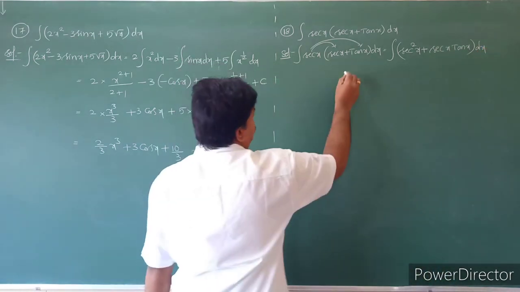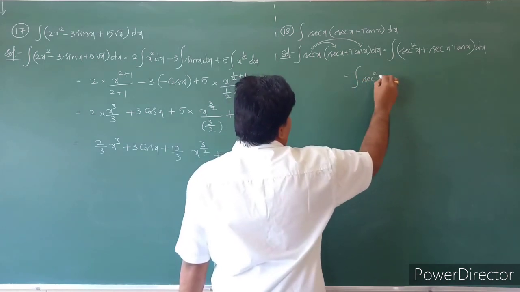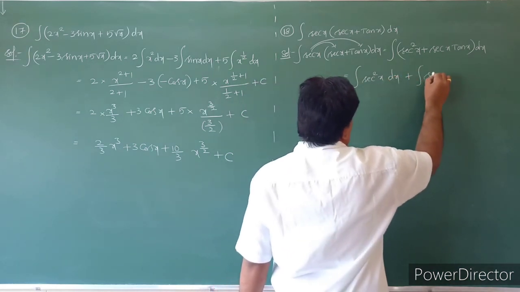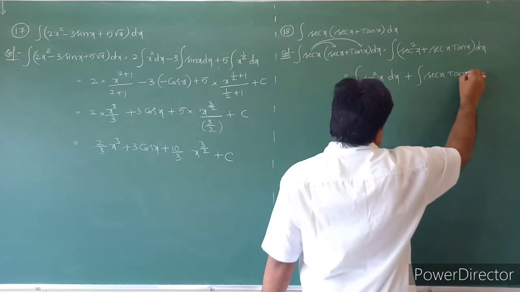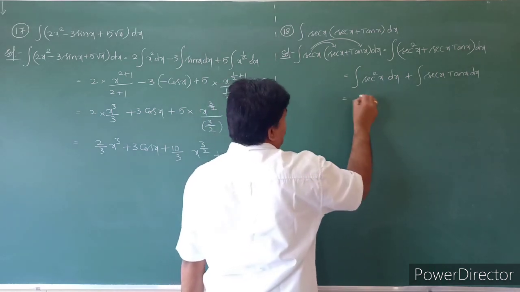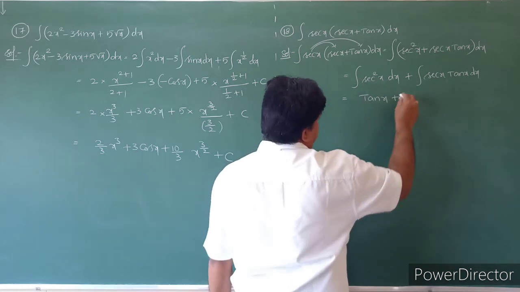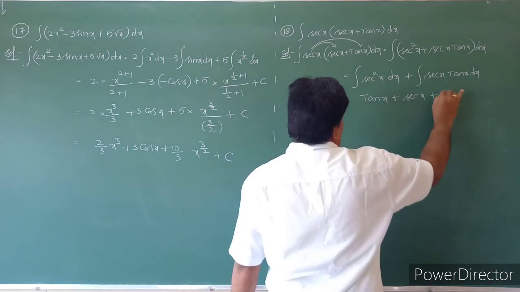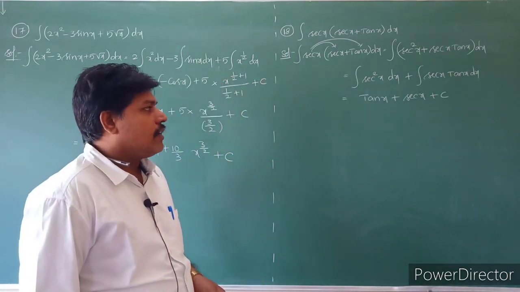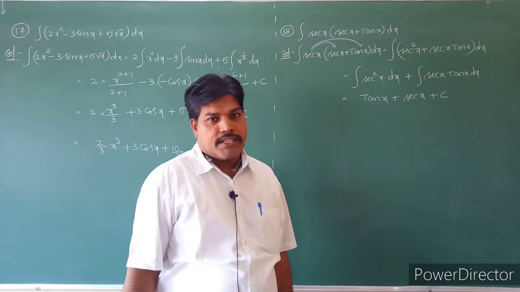So that is equal to integral of secant square x into dx plus integral of secant x into tan x into dx. So what is the integral of secant square x? Integral of secant square x is nothing but tan x plus, the integral of secant x into tan x is secant x plus c. Formulas are very important. So see that one, integral of secant square x is tan x, integral of secant x into tan x is secant x plus c.